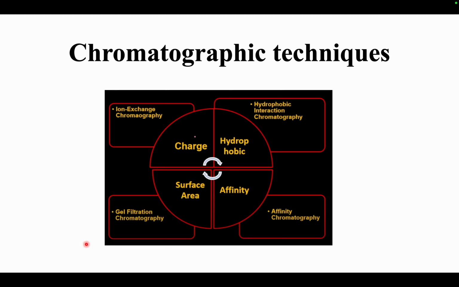And then finally we have gel filtration, based on size. Depending upon the size of the protein, if it is a tetramer, monomer, or dimer, the size will vary, and you can easily separate the protein depending upon the size. Okay, so we'll go into detail on each one of these chromatographic techniques.